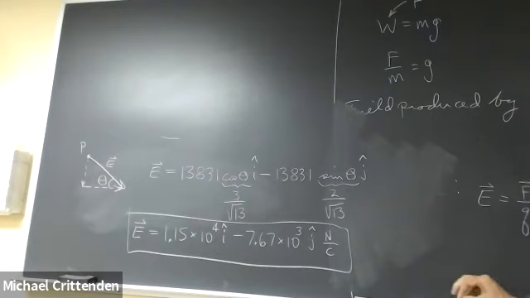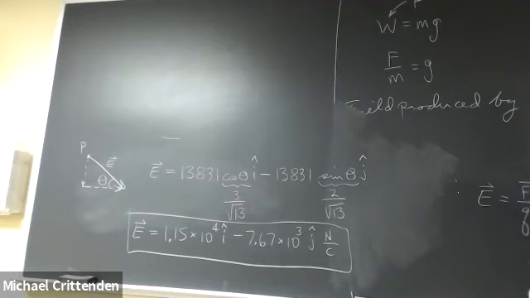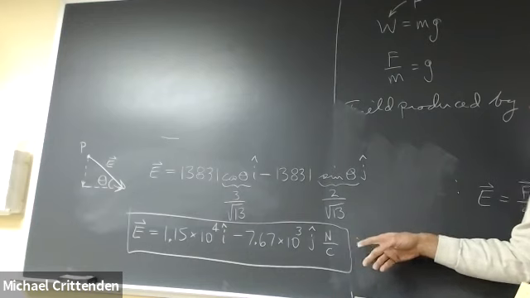That's the answer. That's the electric field vector at point P. I suppose it wouldn't hurt to review a thing or two. Notice the distinction between a vector and its magnitude. The magnitude just simply means how big is it, 13,831. The vector includes the direction as well as the magnitude.